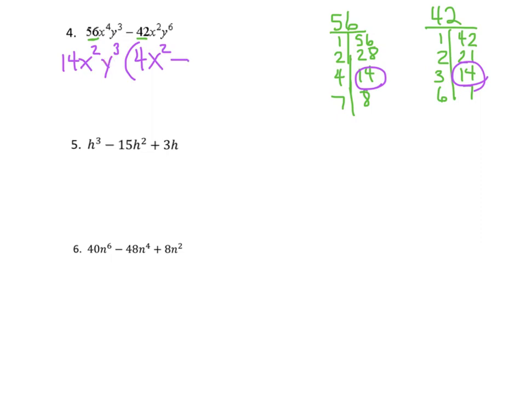Minus 14 times 3 is 42. Okay, again, take a look at your variables. X squared, they match, leave it alone. Y to the third, y to the sixth. Okay, look at this. I have 3, I need 6, so I need to multiply in y to the third more.